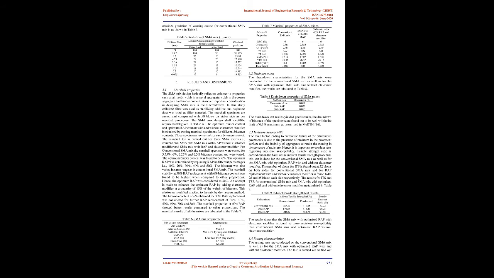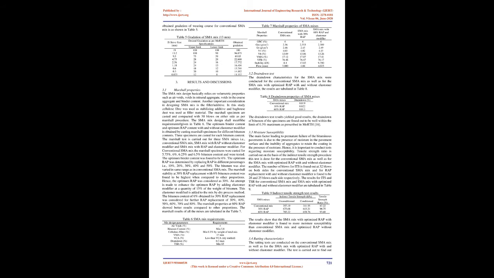The Marshall test is carried out for 3 SMA mixes, i.e., conventional SMA mix, SMA mix with RAP without elastomer modifier, and SMA mix with RAP and elastomer modifier. For conventional SMA mix, the Marshall specimens were cast for 5.75%, 6%, 6.25%, and 6.5% bitumen content and were tested. The optimum binder content was found to be 6%.